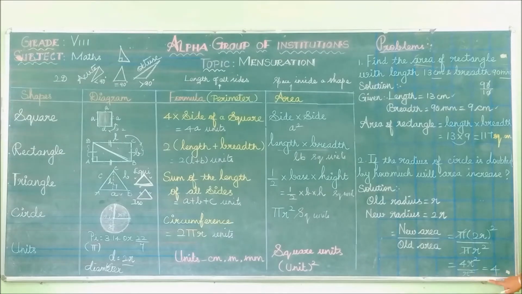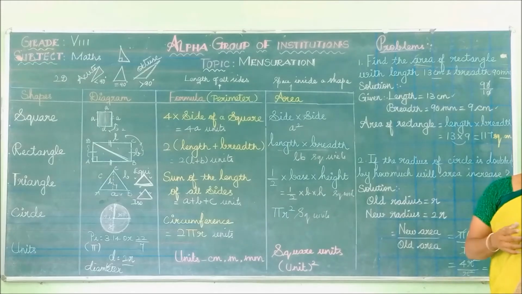What is our area? 4. So if the radius is double, our area will be increased as 4 times. The area will be increased as 4 times.